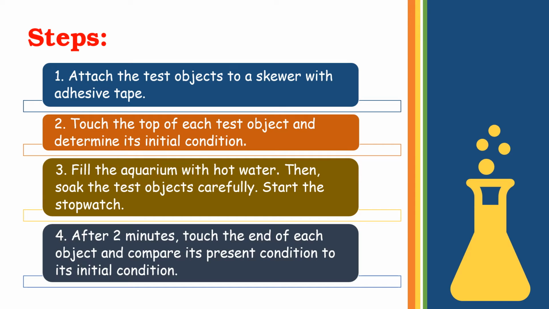Step 4. After 2 minutes, touch the end of each object and compare its present condition to its initial condition. You can also conduct this activity by putting each and every testing object into a different hot water container. Be careful when you are handling hot water. Make sure you do this activity under adult supervision. The following video will show you how to conduct this activity clearly.